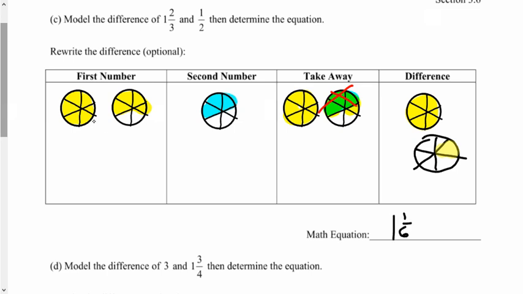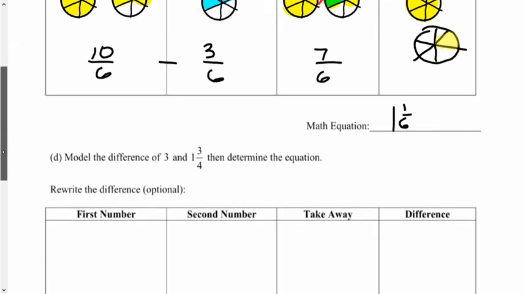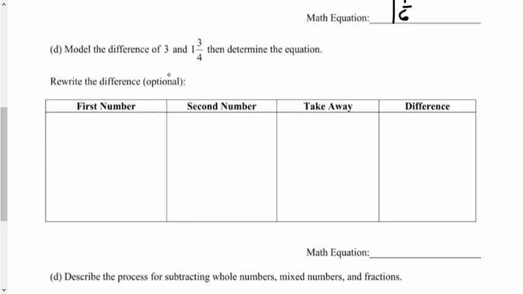Now, if you did that with improper fractions, what you might have is 10/6 minus 3/6 equals 7/6. 7/6 and 1 1/6 are the same amount. Okay. All right. Here's another one.